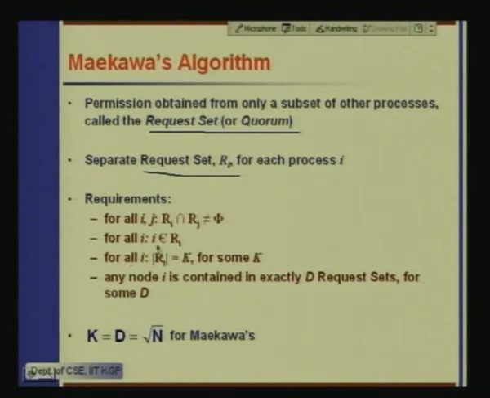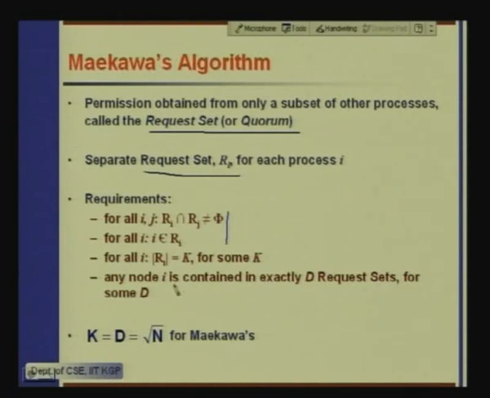For all i, Pi belongs to Ri. So process Pi must necessarily belong to its own request set. Okay? And these two are the necessary requirements, and these two are for performance. For performance we want that the size of all the request sets are the same. Okay, so the size of Ri is K. Okay, and any node is contained in exactly d request sets for some d.